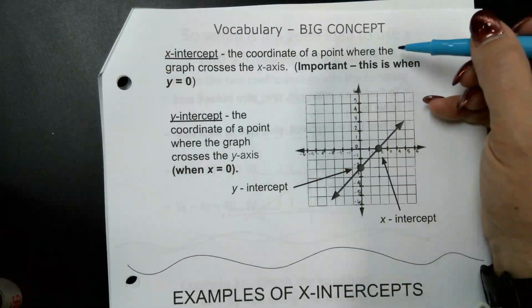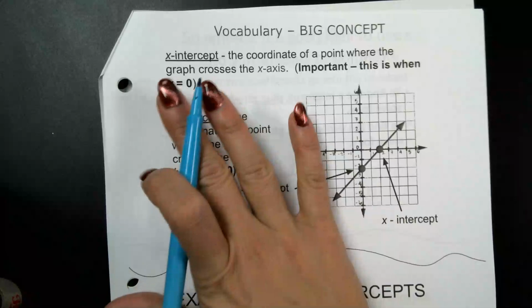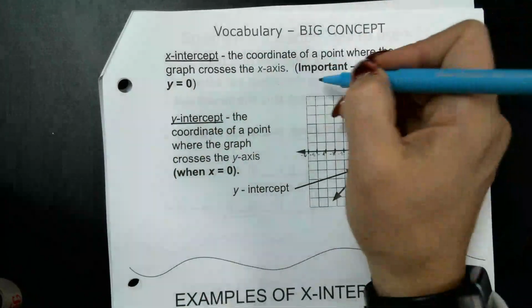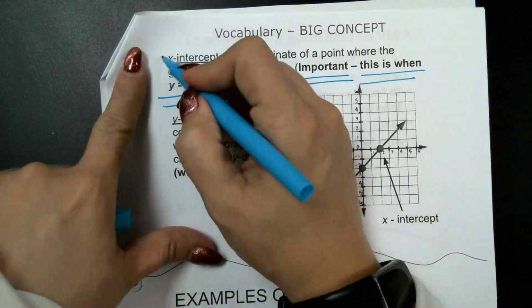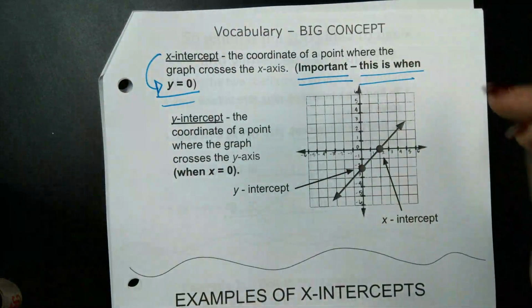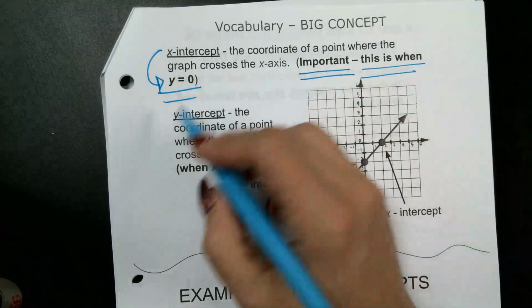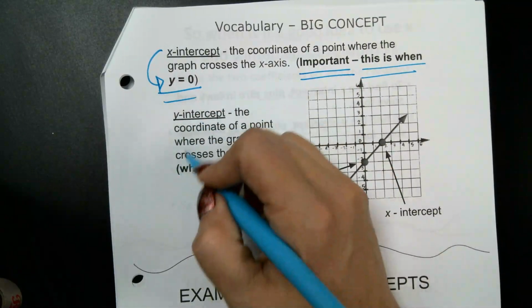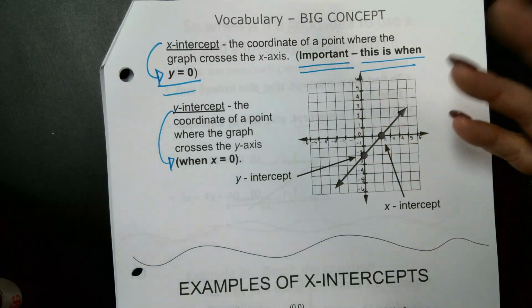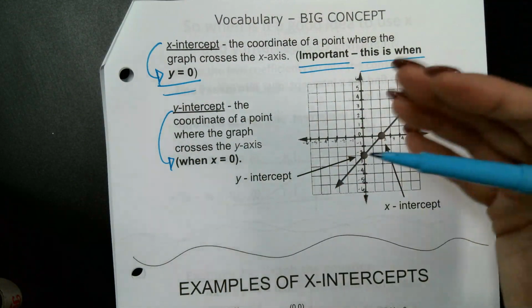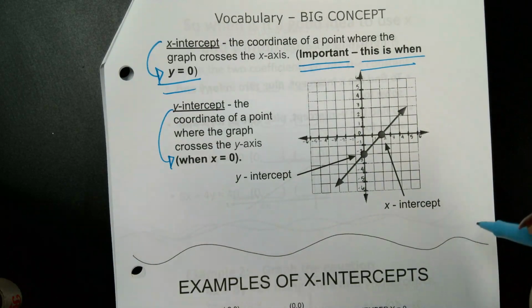Right here, this is the slide that they're saying is the most important. It does give you the definition again, but the most important piece of this for you to remember is that when you are looking for the x-intercept, y has to equal 0, and when you're looking for the y-intercept, your x has to be 0. I know I've already said that a couple times, but that is the most important thing that you have to remember about our intercepts.